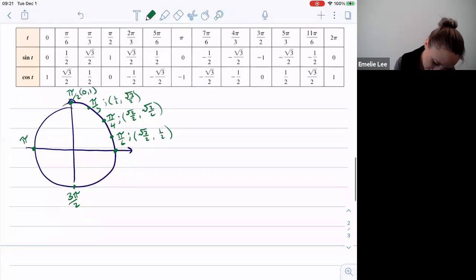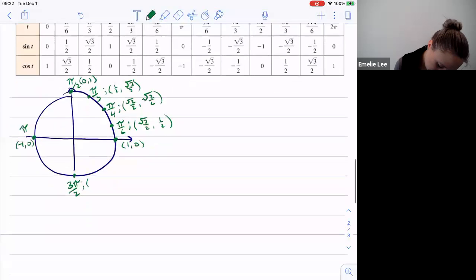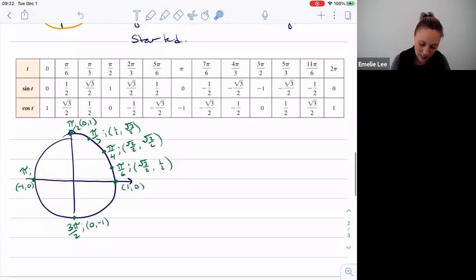Here we started at 1, 0, negative 1, 0, and 0, negative 1. So what's happened here is, okay, when t is 0, that means we've moved nothing, right? At this point, x is 1, so that's your cosine, and y is 0, so that's your sine. That's going to help you remember where these functions start on the graph.